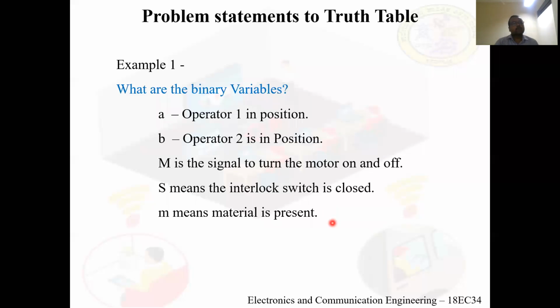So the first thing you do is identify the variables and see which are input variables and which are output variables. I've shown here, A and B are the binary variables for operators 1 and 2. M is our signal to turn the motor on and off. This is our output variable. S is the interlock switch, and M is the material present. Now we have input and output variables. Now you can write the truth table for the given problem statement.